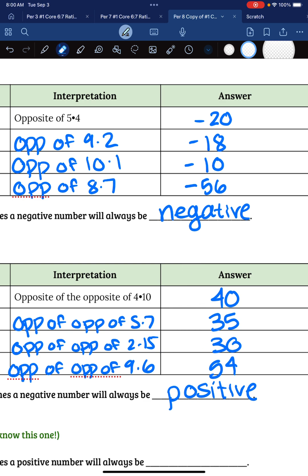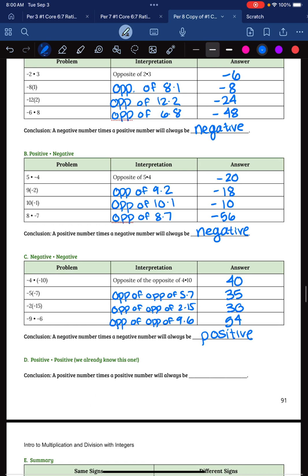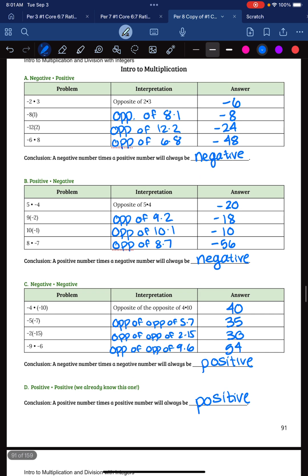All right. And then section D, positive times positive. You guys have been learning this since what, first grade? You know that positive times positive is going to have a positive final answer. So what we're going to do on the next page is summarize everything we just learned.